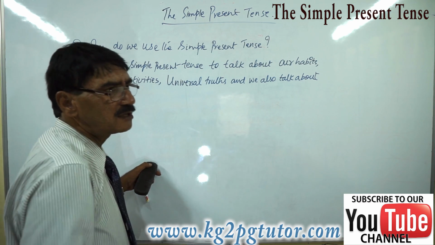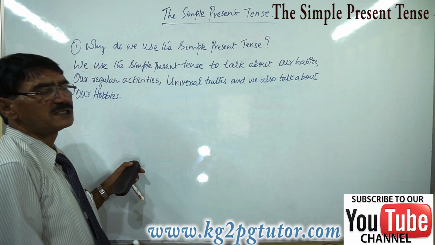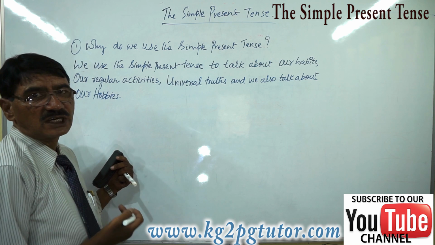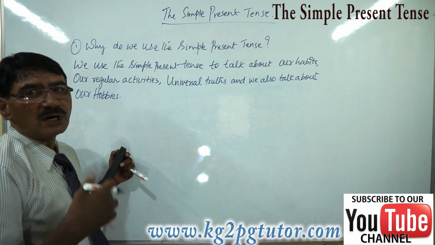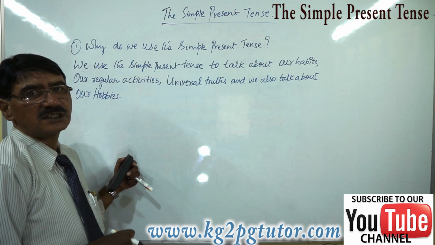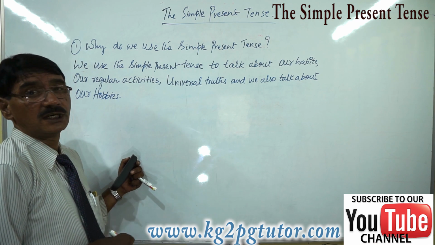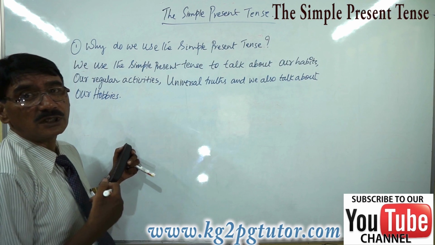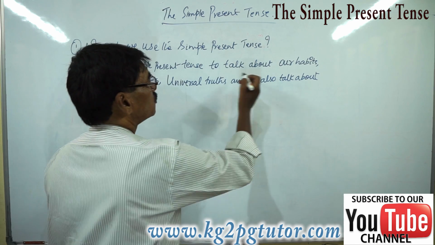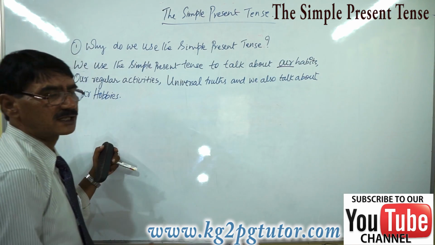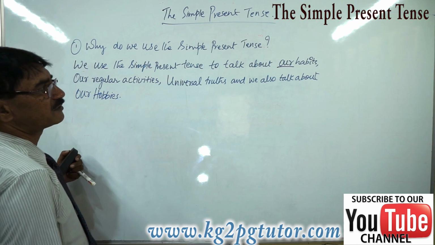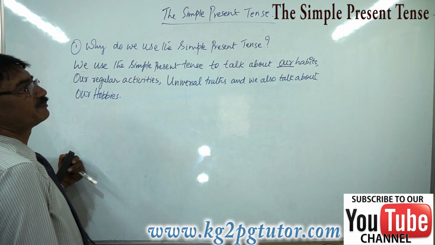It is not necessary that we use the simple present tense to talk only about our habits or our hobbies or our regular activities. It can be some others' regular activities also. It can be someone else's habits. It can be someone else's hobbies. It can be talk about universal truths. So what we need to do is to talk about our habits or others' habits. Okay. These are the simple things that we need to learn out here in this simple present tense.